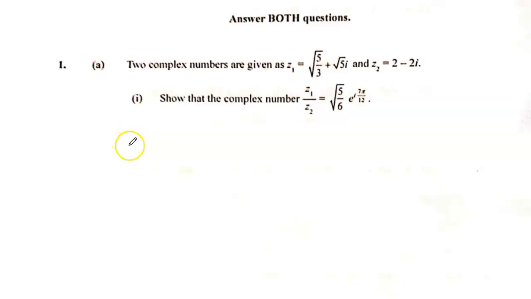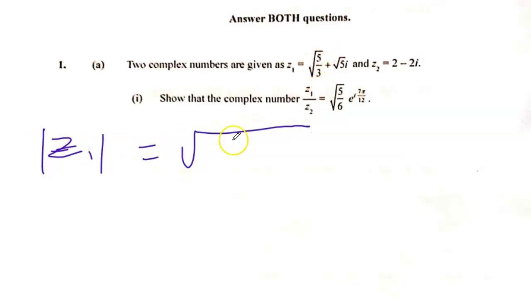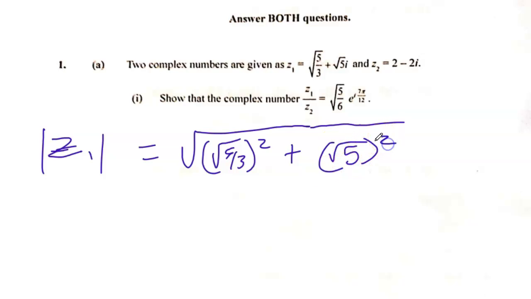Okay, so the first thing we need to do is work out the modulus and the argument of each complex number. Let's begin with z1. The modulus of z1 is the square root of the real part squared, which is root 5 over 3 squared, plus the imaginary part squared, which is root 5 squared. So we end up with root 5 over 3 squared, which is 5 over 3, plus root 5 squared, which is 5.